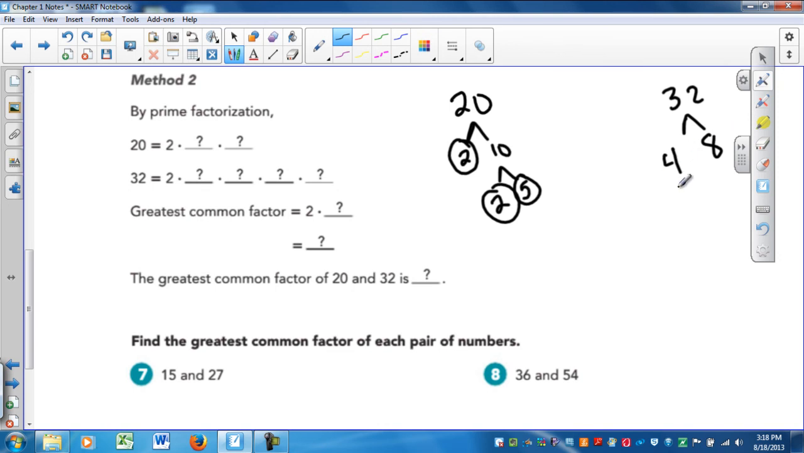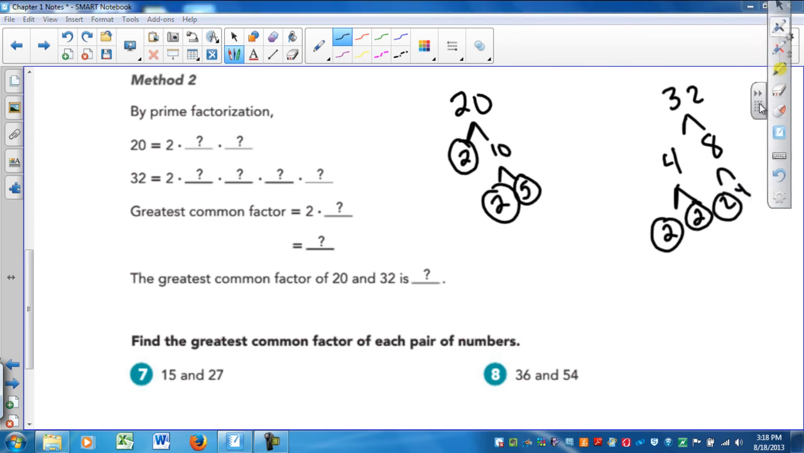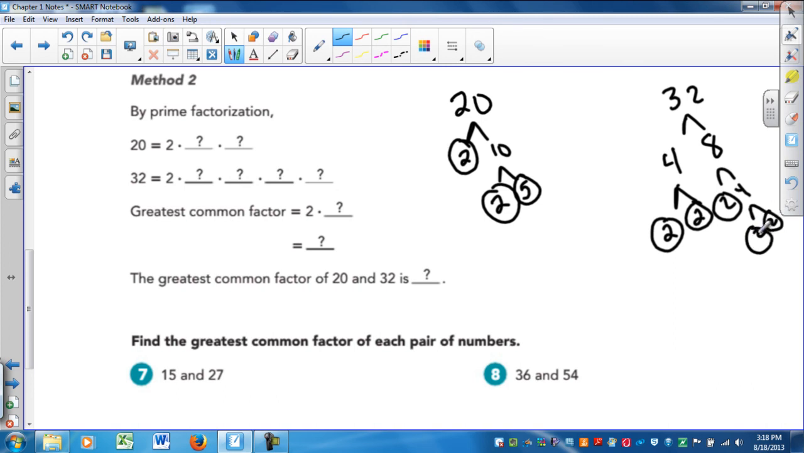They're both composite numbers, so I'm going to have to go a little further here. That breaks down to 2 and 2. This breaks down to 2 and 4. And then, let me move my little toolbar there. This breaks down to 2 and 2 more. Okay? So now we have our prime factorization.